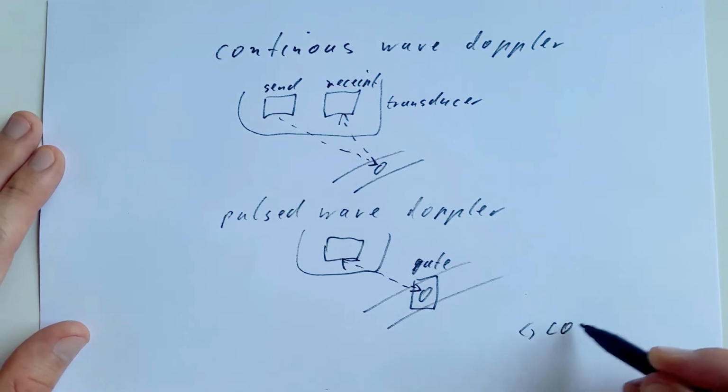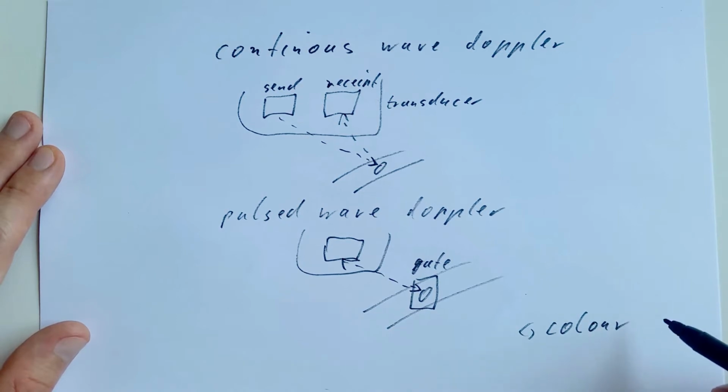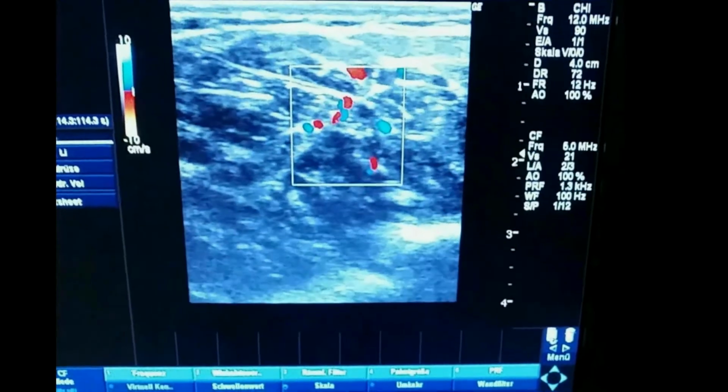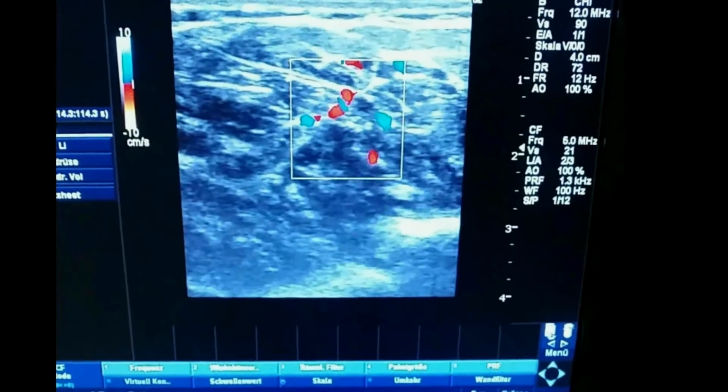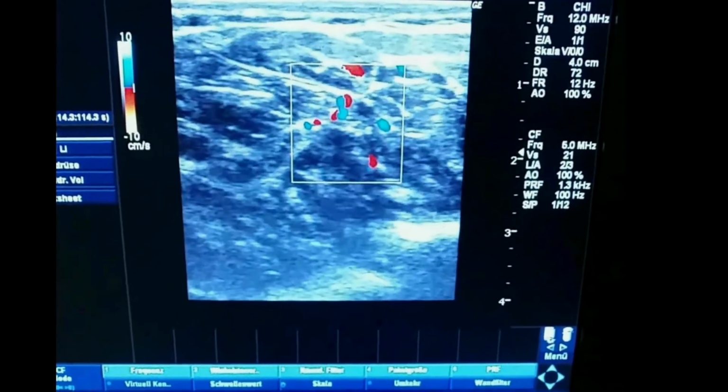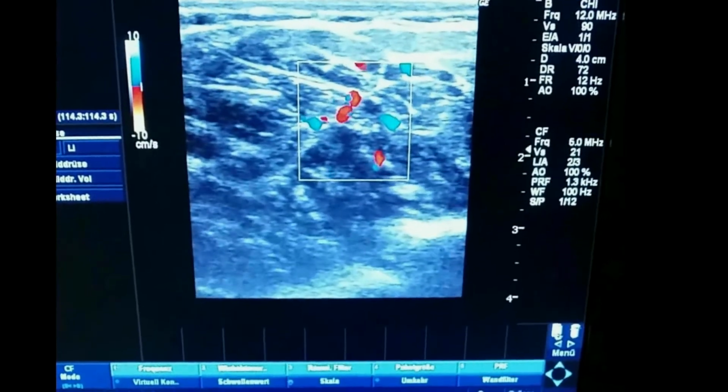The color flow Doppler. This application enables the illustration of color-coded information in relation to the different flow directions. Generally, the red pixels will represent a flow direction to the transducer, and the blue pixels a flow direction away from the transducer.